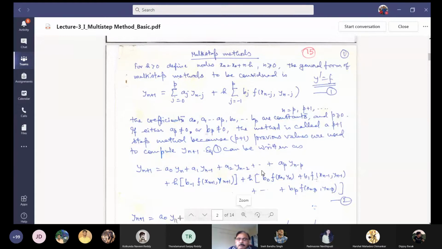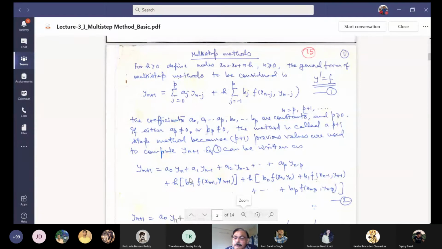Means that b minus 1 is 0 for your Adams-Bashforth method, but for the other two, b minus 1 is not equal to 0. And the slope part is also written in the expanded form. I have written this b minus 1 separately because this is the most important term on which everything depends. Is that right?